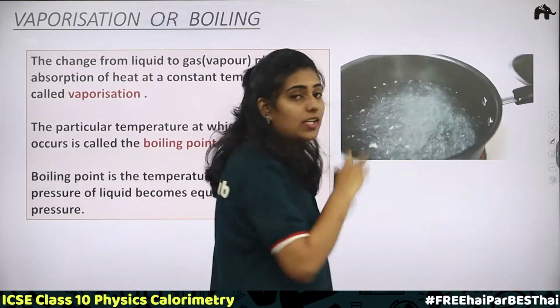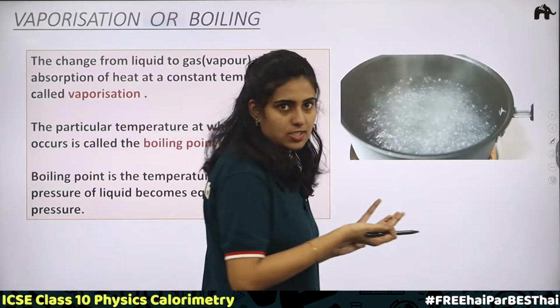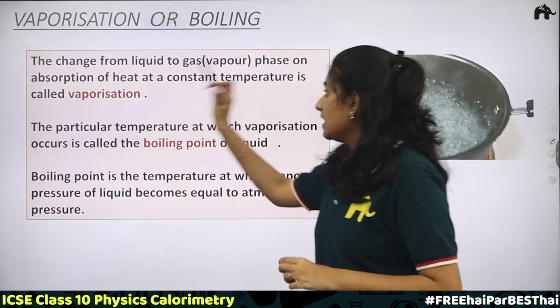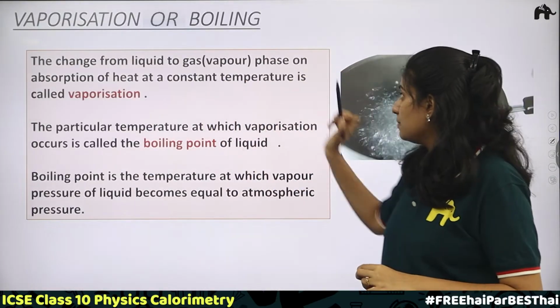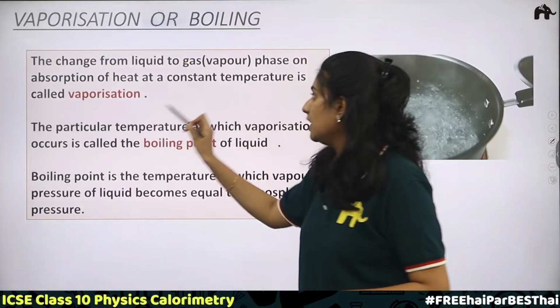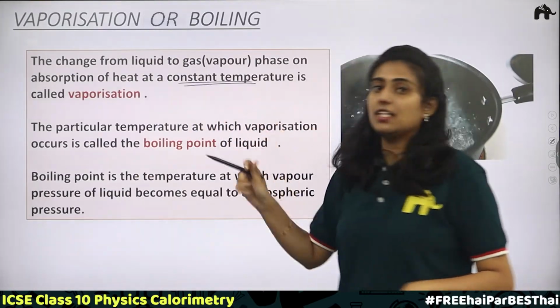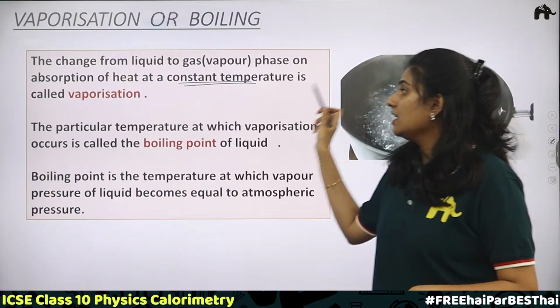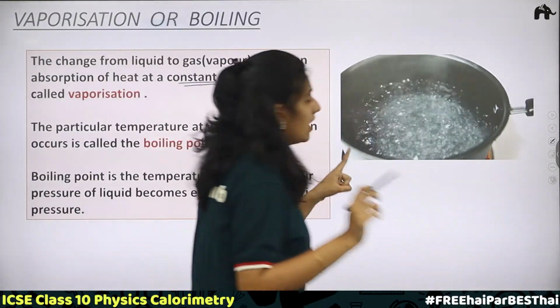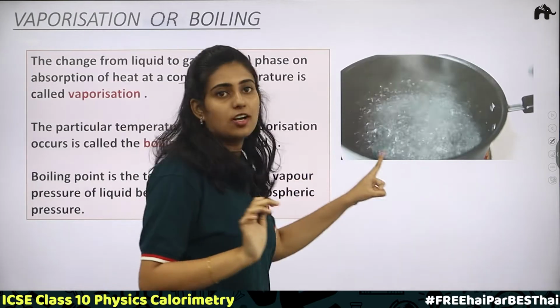Here vaporization is a process where, at a given constant temperature, the water, the liquid, is getting converted into the gaseous form. This is called vaporization: the change from liquid to gas or vapor phase on absorption of heat. You are supplying heat at a constant temperature. The temperature should remain constant. Understood? So vaporization happens at a particular temperature, which is called its boiling point.